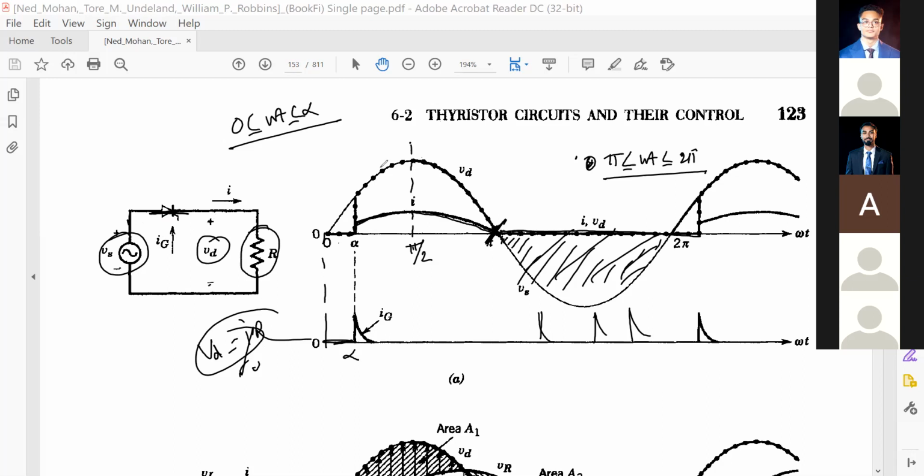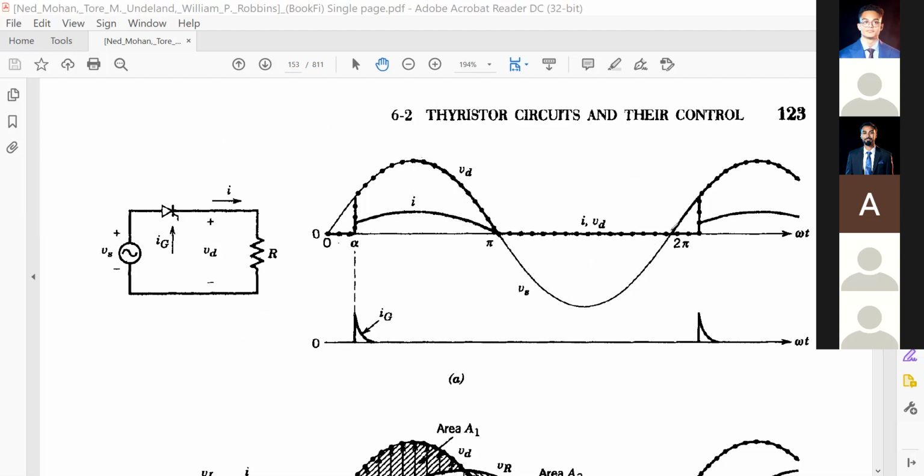So we see that it will follow the VS. And after that, pi to twice pi, the current is 0 and we should get it. You understand it or not? Yes, sir. Any problem to understand it?